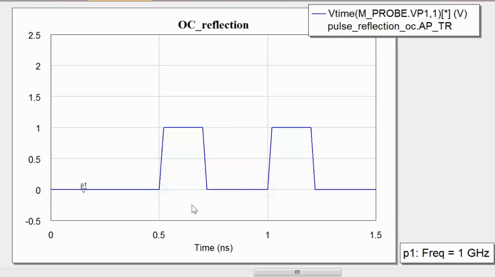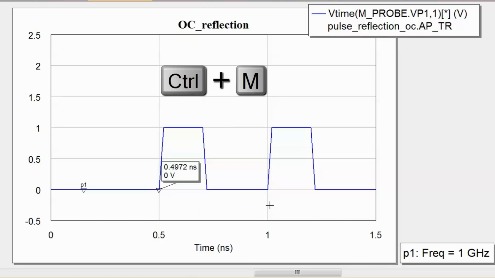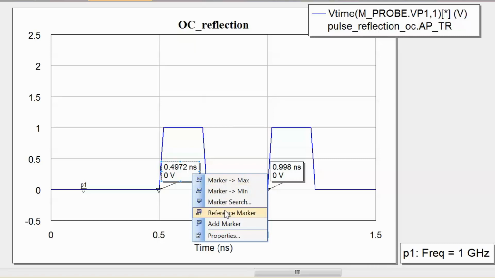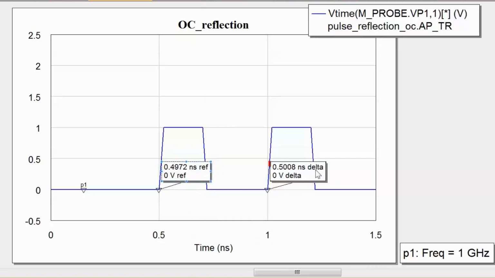Now we can insert markers to see this difference a bit more accurately. We can press Ctrl M and put one marker right there, and then press Ctrl M again and put another marker right there. Now, to see the difference between these two markers, we just have to change one of them as being the reference. And this is easily done in Microwave Office. We just right-click on the marker readout and select Reference Marker. And now you can see that the delta between this point and that point is about 0.5 nanoseconds. So for the pulse to travel to the open-circuited end of the line and back, it takes 0.5 nanoseconds.